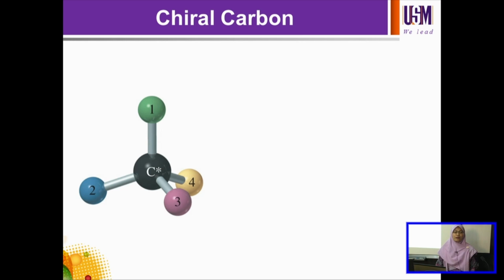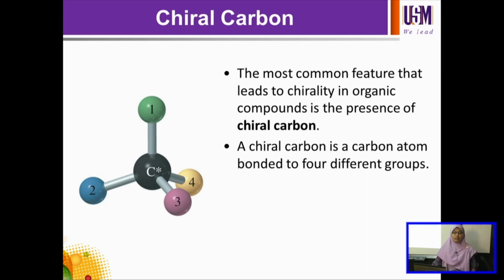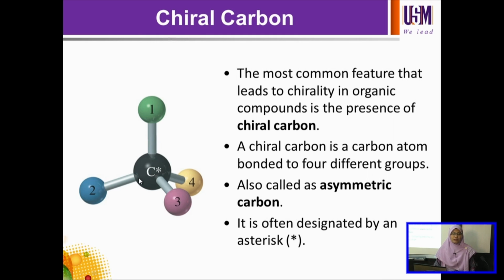So here we have a chiral carbon. The most common feature that leads to chirality in organic compounds is the presence of a chiral carbon. A chiral carbon is a carbon atom bonded to 4 different groups. Here we have 1, 2, 3, 4 different groups, shown in different colors. This chiral carbon is also known as an asymmetric carbon atom, and it is often designated by an asterisk or a star. So any chiral carbon, you have to label as a star.